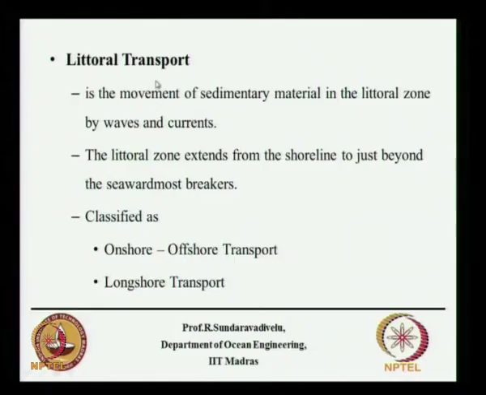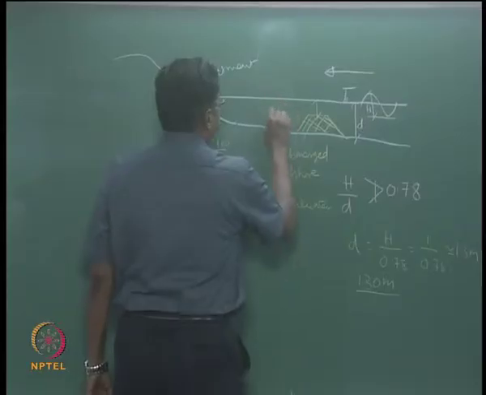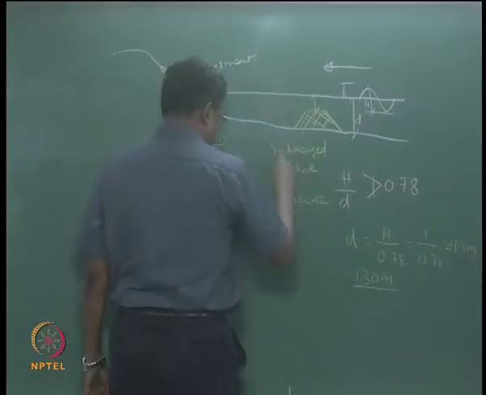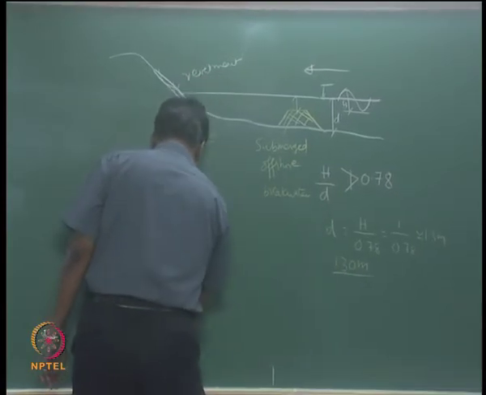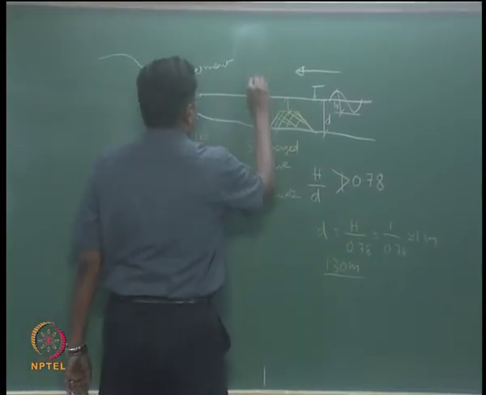The littoral transport is by waves and currents; this is the movement of sedimentary material. So we have what is known as fall velocity. In this zone where there is sand movement, there are some sand particles which are suspended like this, and these particles we define by the fall velocity.